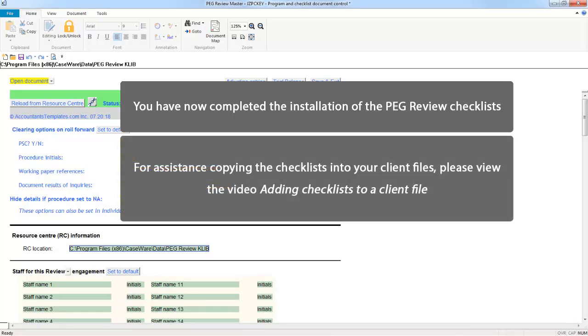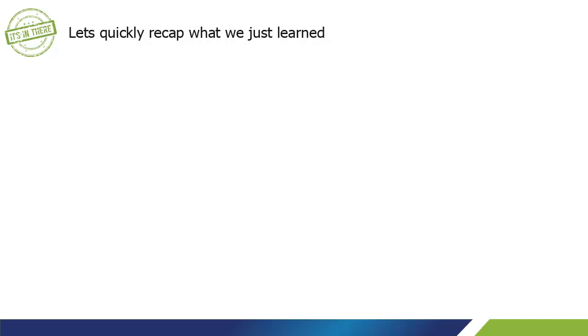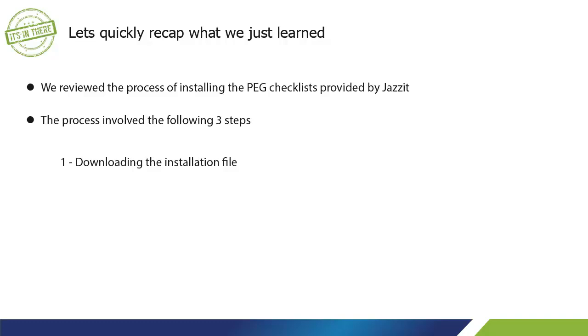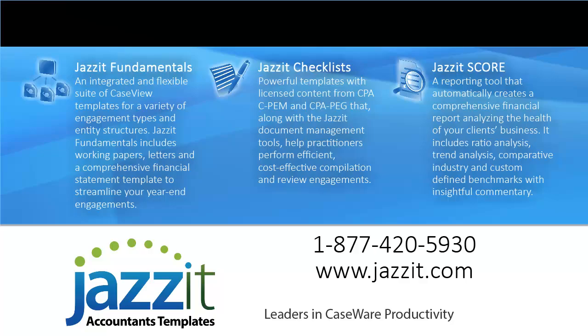For assistance copying the checklists into your client files, please view the video Adding Checklists to a Client File. A quick recap of what we just learned. We reviewed the process of installing the PEG checklists provided by Jazzit. This process involved the following 3 steps: downloading the installation file, installing the files, and then connecting the master file to the resource center.